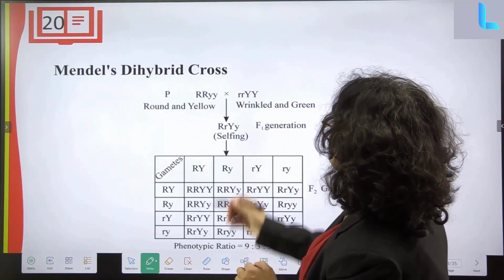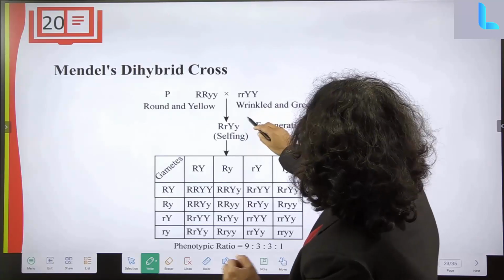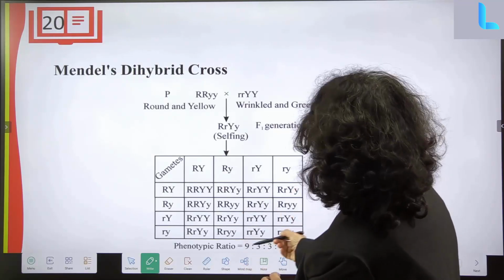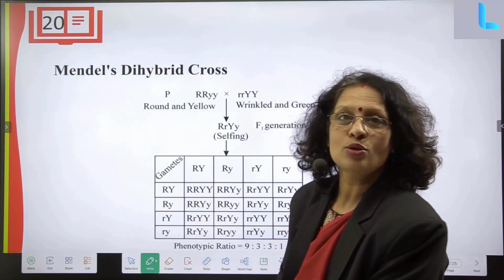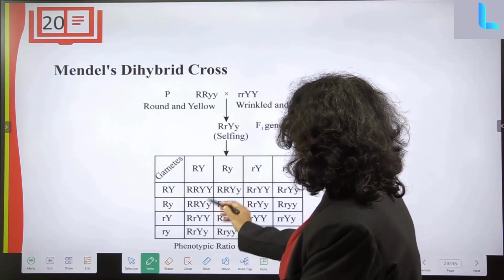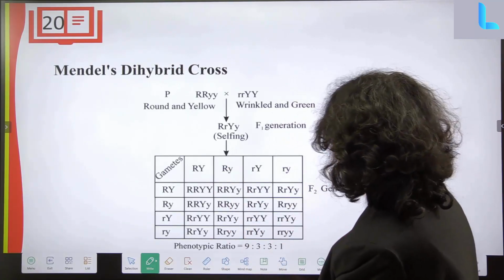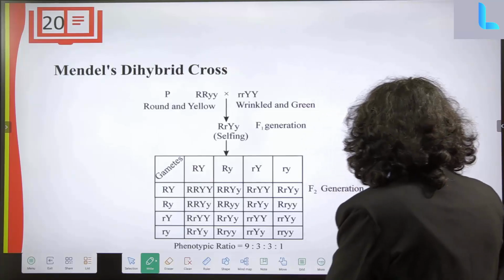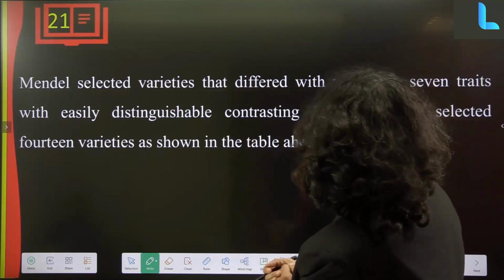Then Mendel's dihybrid cross. Here we are seeing RRYY crossing with rryy. So round and yellow is crossing with wrinkled and green. In the F1 generation, the gametes are RY, RY, RY, RY. Capital and small letters are what differentiate them. Now we can see here that when this and this combine you get this, like this. So this is the table for the F2 generation. The phenotypic ratio will come as 9:3:3:1.